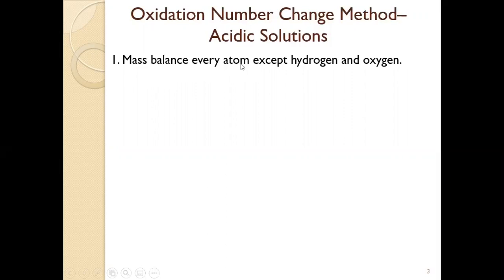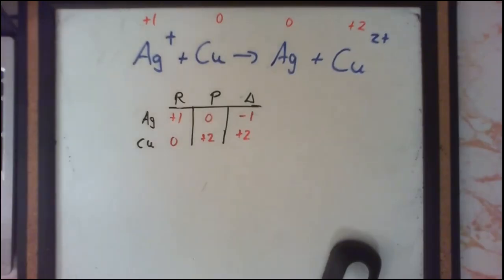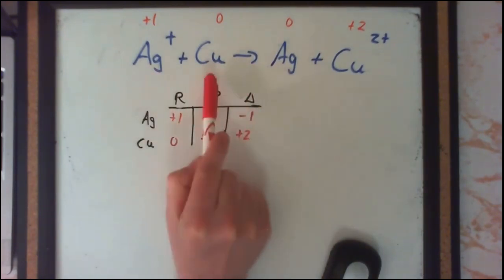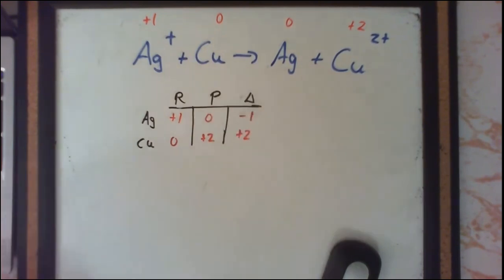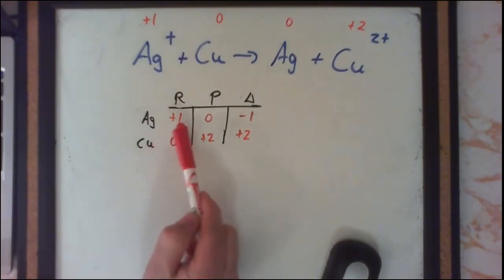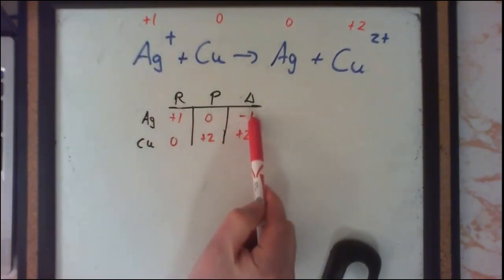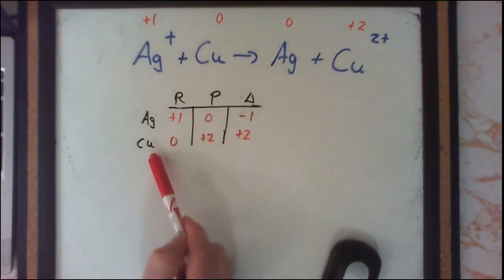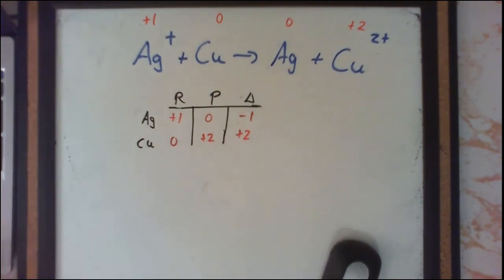So we mass balance everything except for hydrogen and oxygen. With our given reaction, that's already been done for us, because we have one silver, which balances with one silver, and one copper, which balances with one copper. The next step, as we practiced in the previous slide, is to determine the total change in oxidation number of the oxidized element, as well as the total change in oxidation number of the reduced element. As we illustrated in the previous slide, we've already done that: +1 to 0 for a -1 total change for the silver, which has been reduced, and a +2 total change in oxidation number for copper, the substance that has been oxidized.